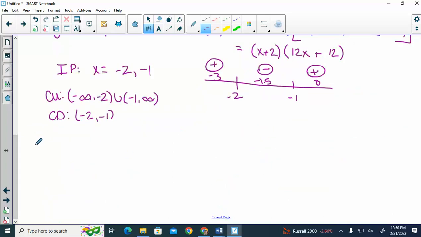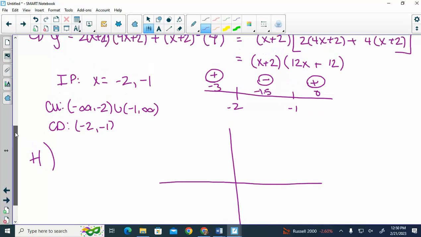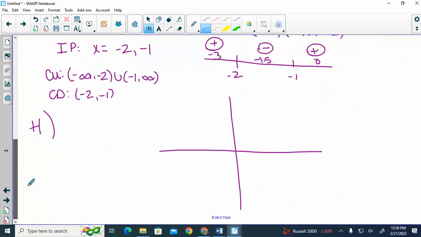And then graph. On this, we don't have any asymptotes to worry about. Intercepts at 0 and -2. We had our minimum at -1/2, -27/16, which is like not quite -2.